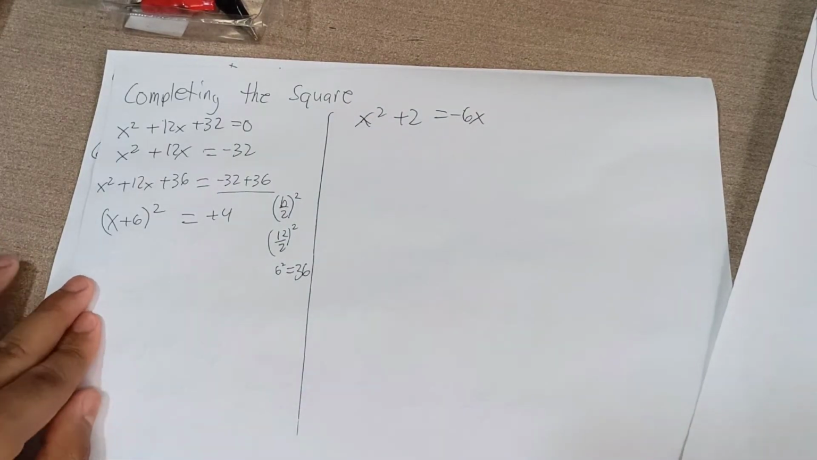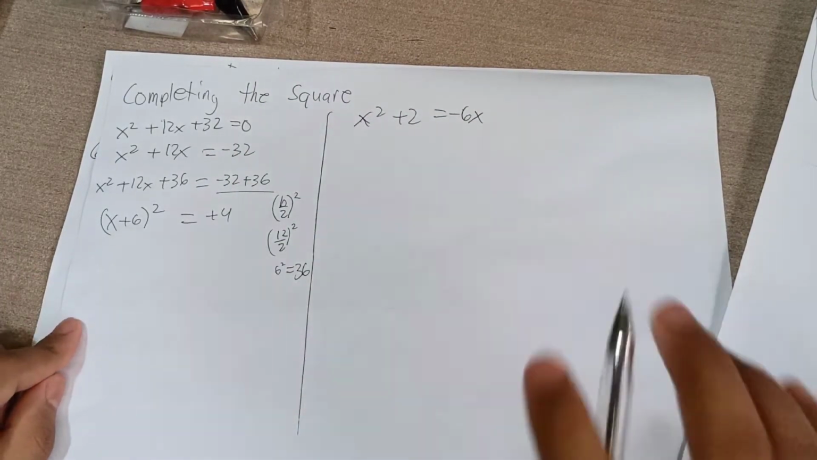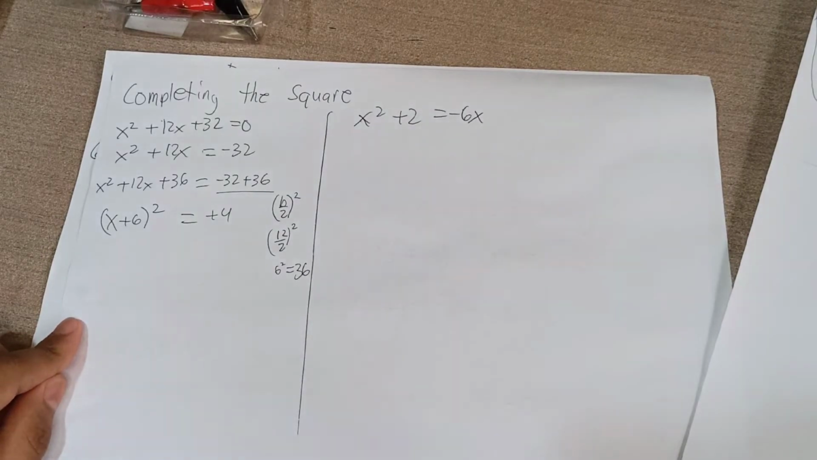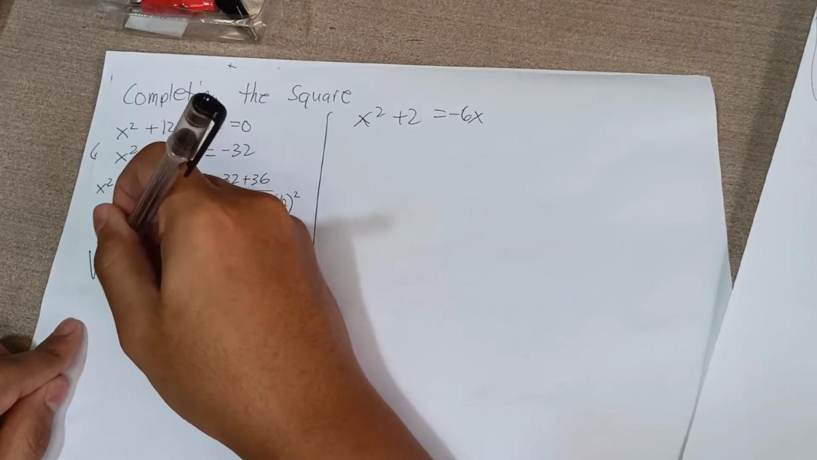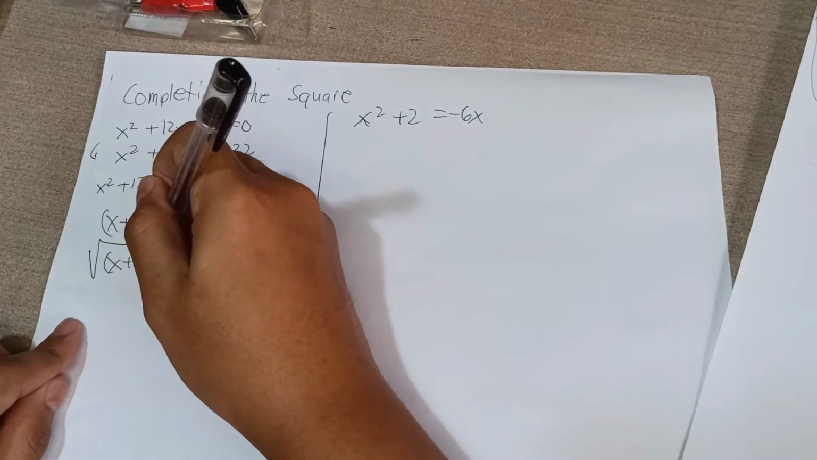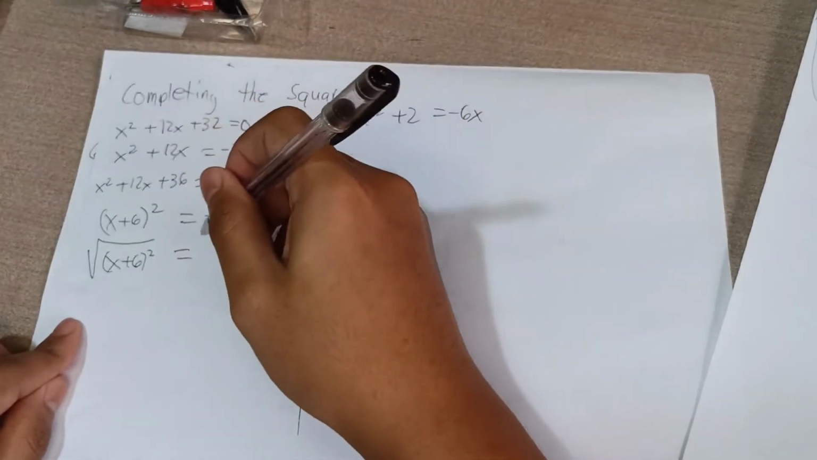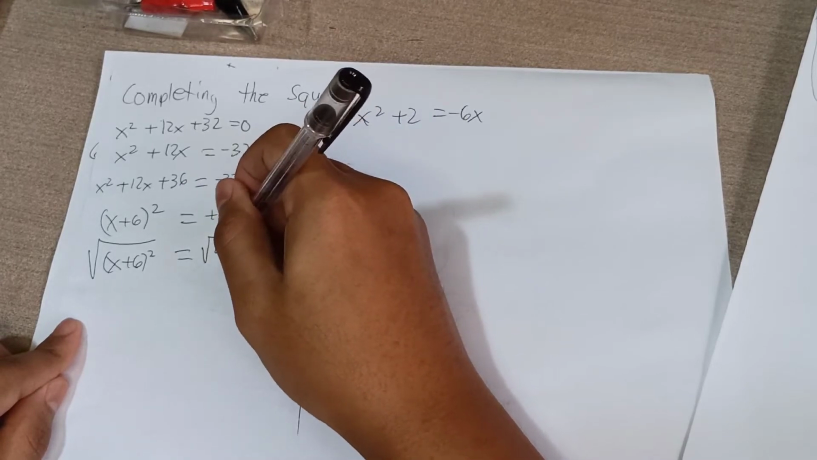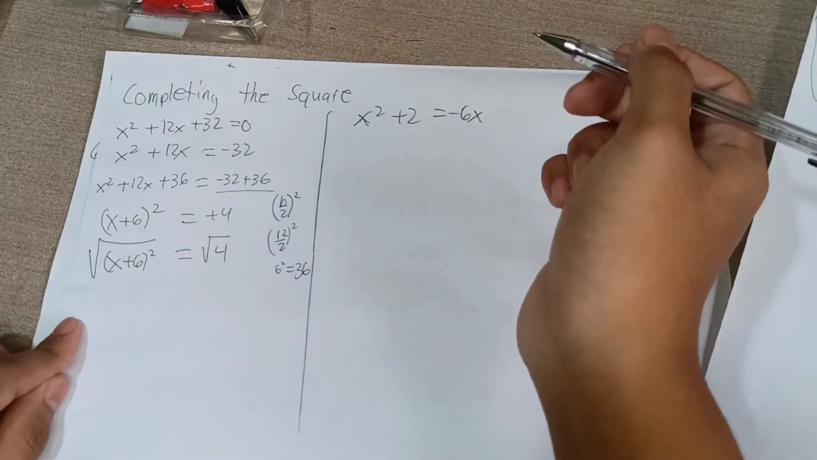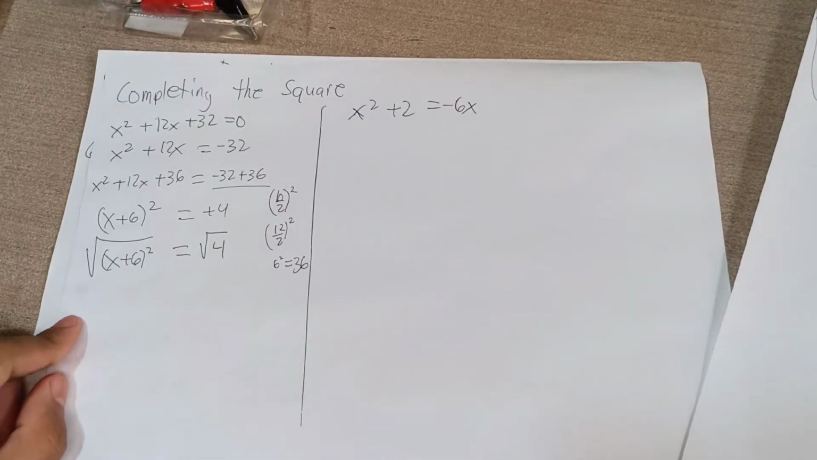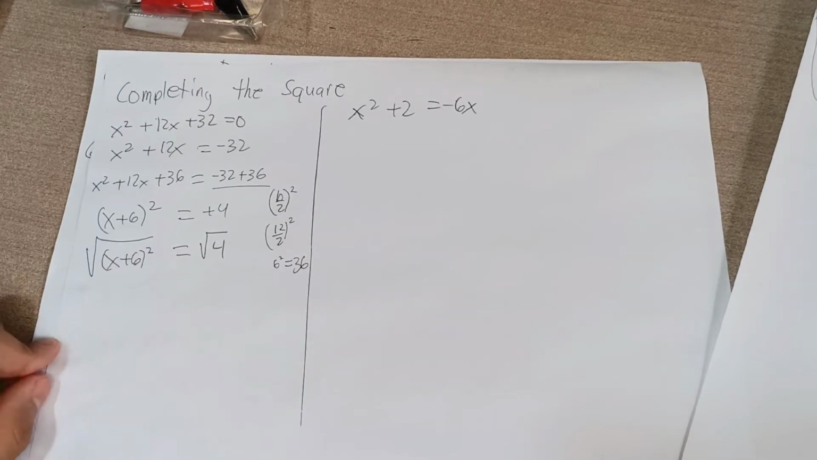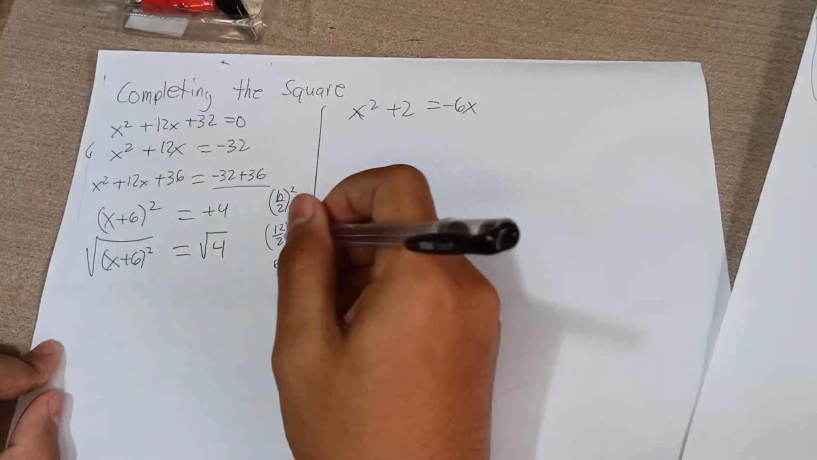Now, to continue our step, we will add square root signs on both sides. Square root of x plus 6 squared is equal to square root of 4. We know that a quadratic equation has two possible solutions. So, we will do two operations.